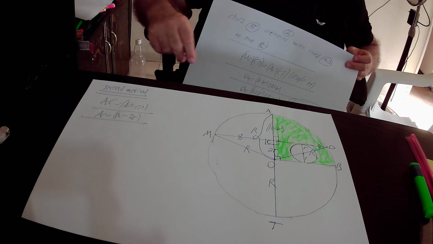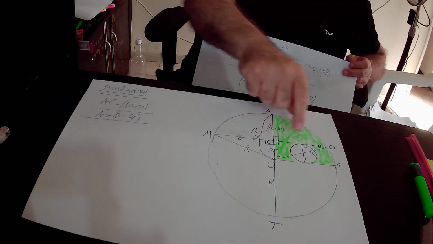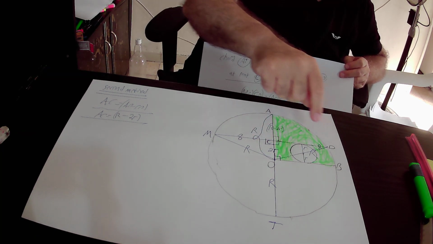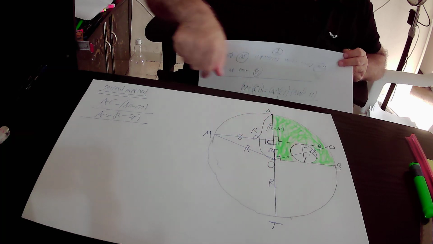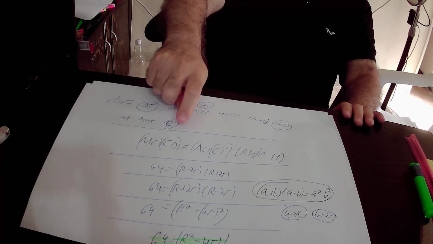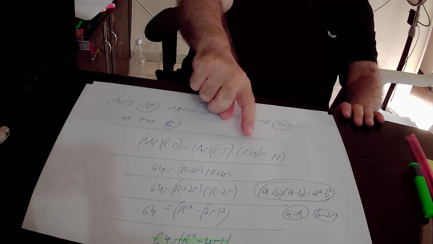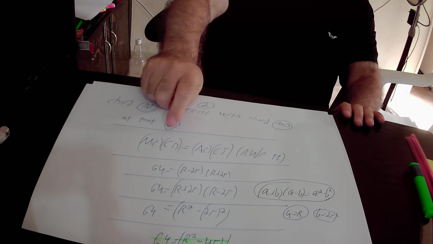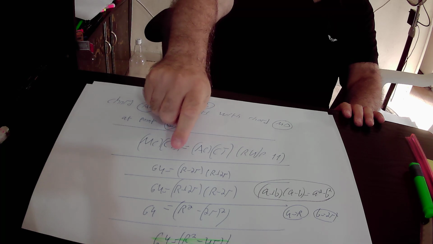Therefore, according to rule number 11, we get that MC times CD equals AC times CT. Again, MC times CD equals AC times CT, according to rule number 11. MC equals 8, CD equals 8, so MC times CD is 8 times 8, which is 64.